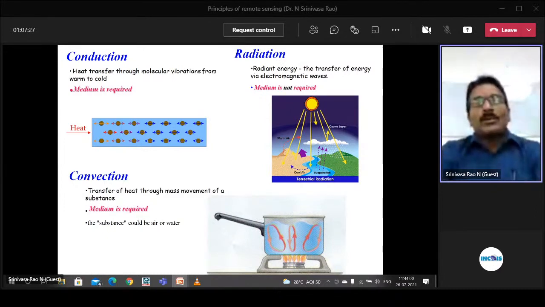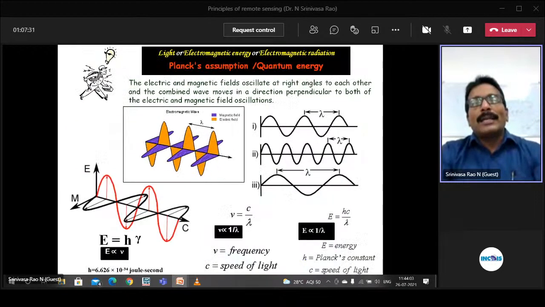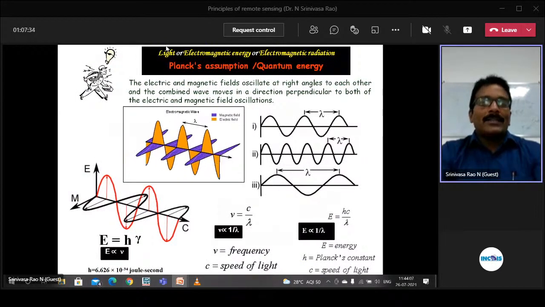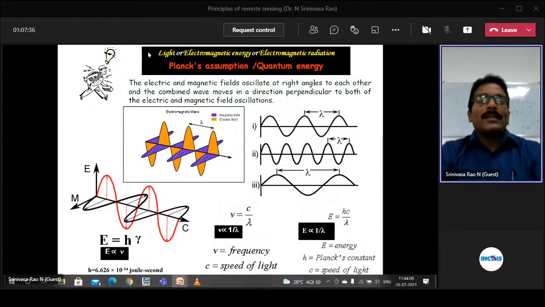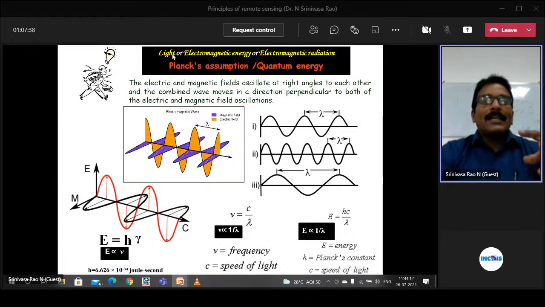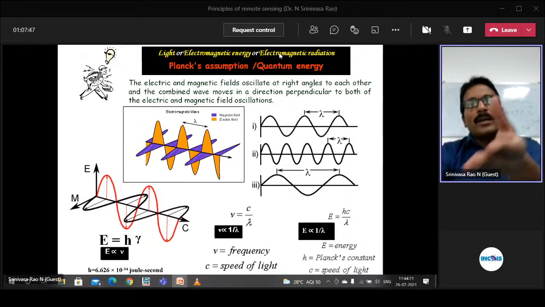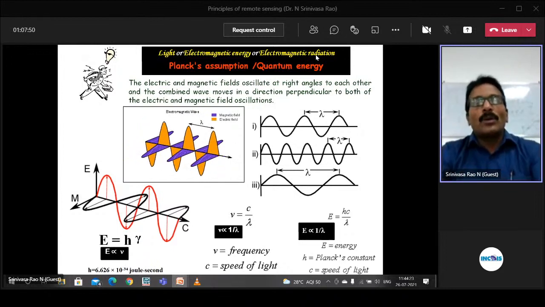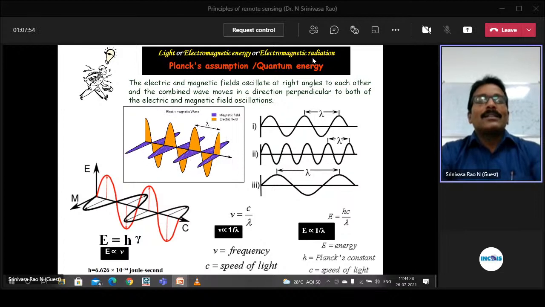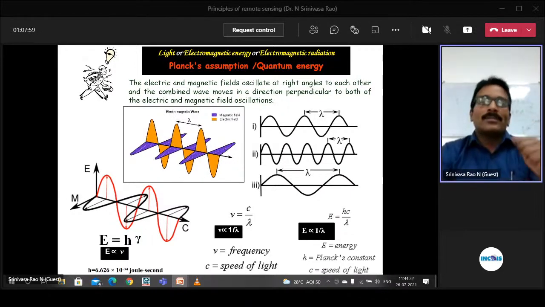Now, if you know the radiation, now that's why, if we come to that energy, normally we call it light. The technical, general name is electromagnetic energy. What is this electromagnetic energy? Later will come. Another name is electromagnetic radiation, EMR, in short form. We call it radiation because, without any medium support, energy is traveling from one place to another place. That is it.